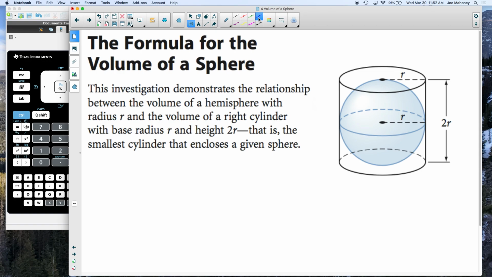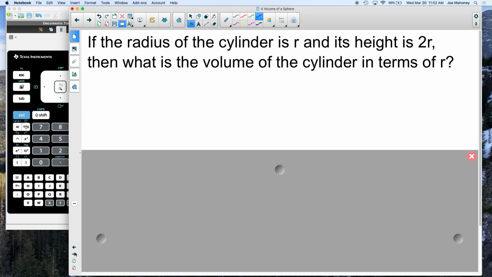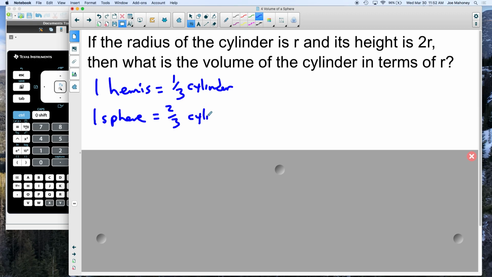And if you were in class, what you'd be doing is you'd get some rice and pour it into a hemisphere and fill it up. And what you'd find is that one hemisphere equals about 1/3 of the cylinder. So that means that one sphere, the whole sphere, equals 2/3 of the cylinder.